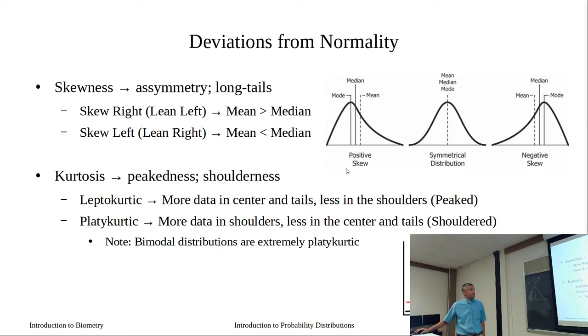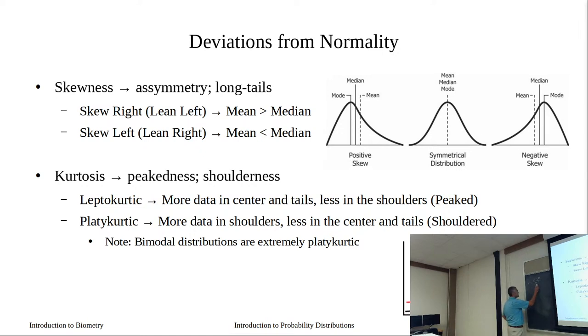All right? Kurtosis refers to peakedness. So skew refers to which way we're leaning, our asymmetry. Kurtosis refers to peakedness or shoulderedness. Do we have an excess number of points in the peak? Do we have an excess number of points in our shoulders or in our tails? All right, so the two types of kurtosis that we can see are leptokurtic and platykurtic. Leptokurtic is where we have an excess number of points in our peak and in our tails. So we have less in the shoulders.